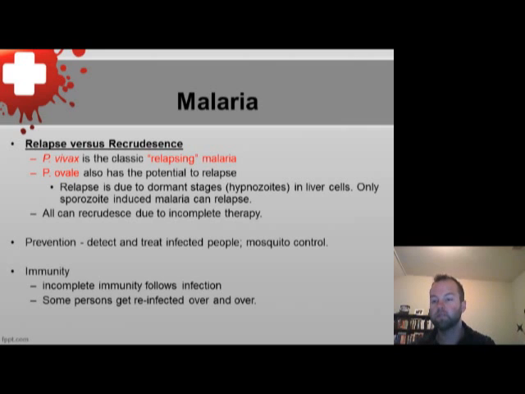Immunity can occur from infections. Incomplete immunity, you're not going to be completely immune, but often people get infected a second time, but their body reacts more appropriately, and they can often go months or even years without realizing that they actually have malaria again.